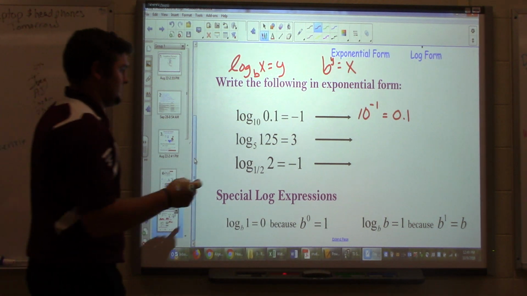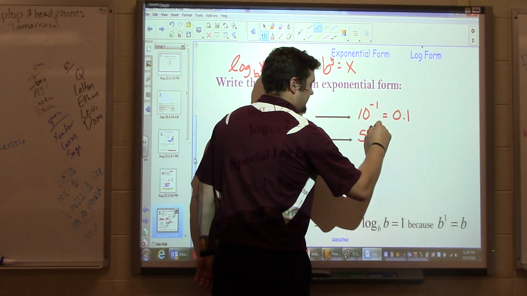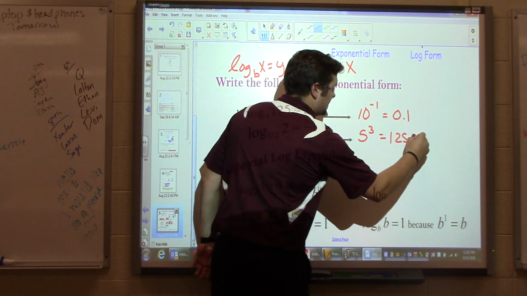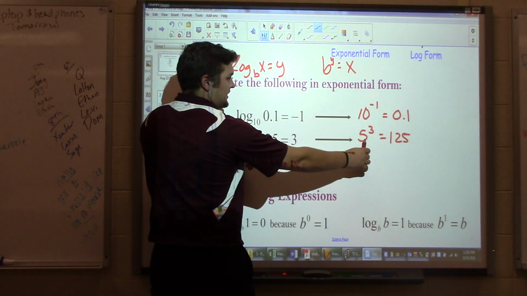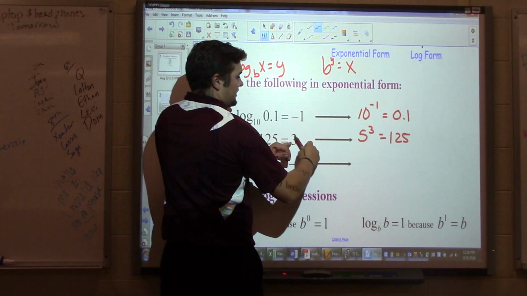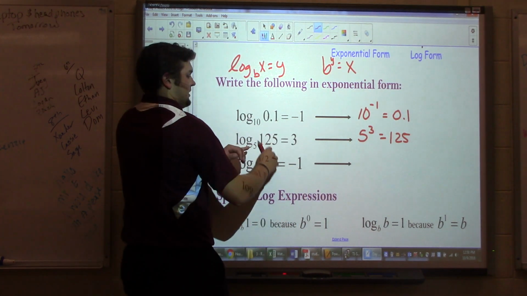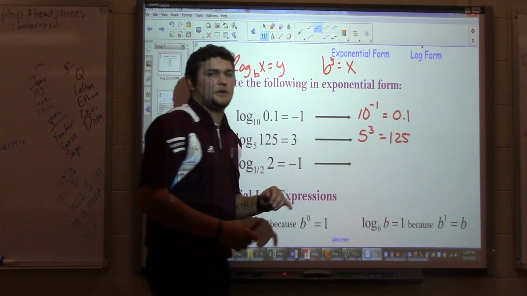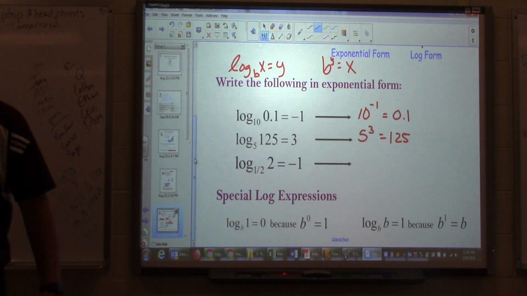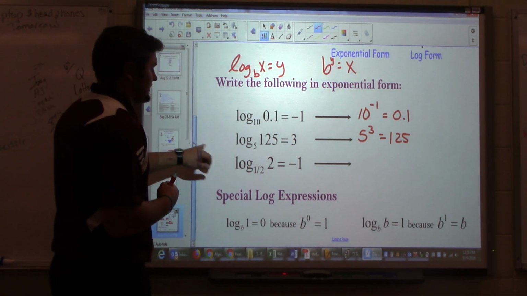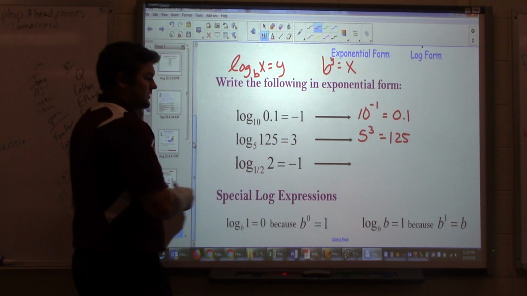5 cubed equals 125. Good. The base of my log becomes the base of my exponent, what my log equals is my exponent, and what I'm taking the log of is what my exponential form should equal. Good. Last one, I have log base 1/2 of 2 equals -1.